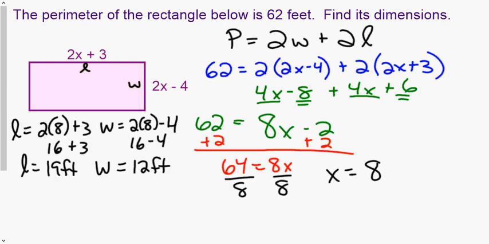All right, so we did the solving. We distributed in green here. You got 8x minus 2. You add the 2 to get 64 equals 8x divided by 8. You get x equals 8, which is all fine and dandy, but the problem doesn't say to solve for x. It says find its dimensions. So you have to plug 8 back in to get the length is 19 feet and the width is 12 feet. Make sure you read the directions carefully so that you, while solving correctly, don't give away points for full application.